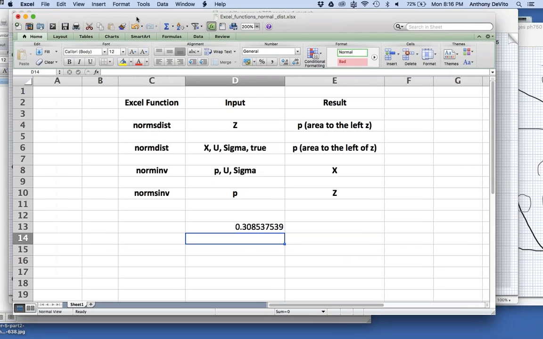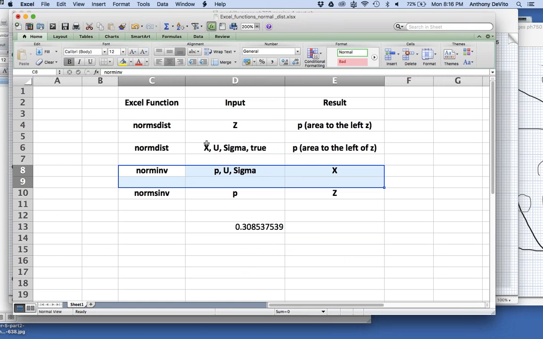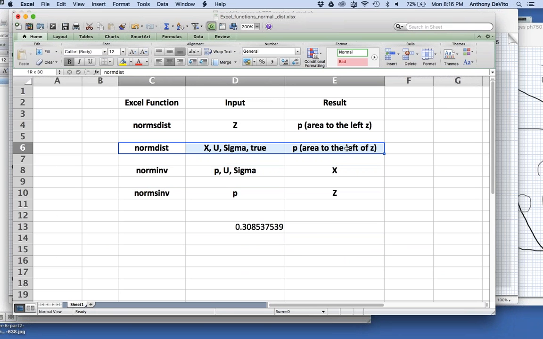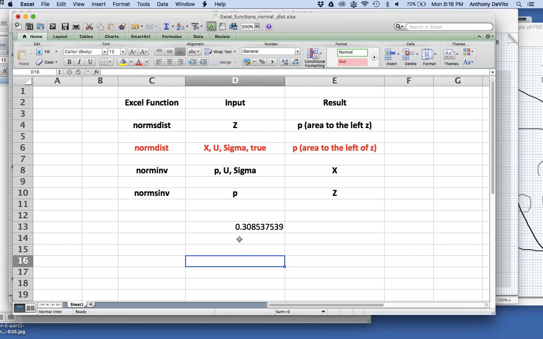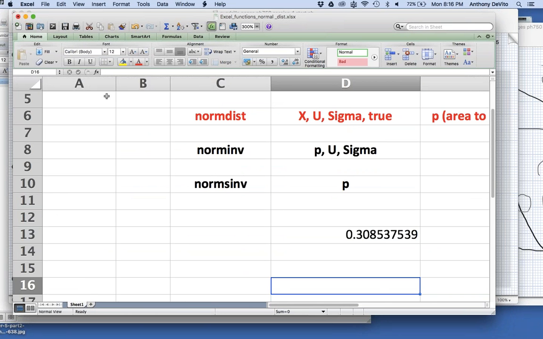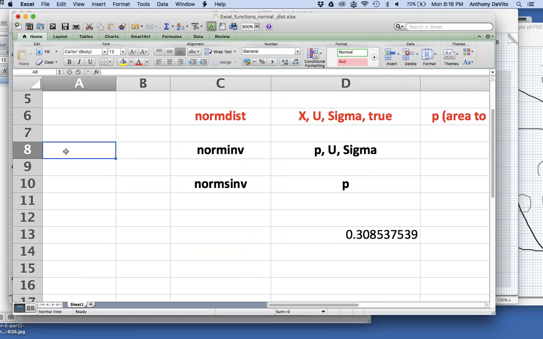And the one I'm most interested in right now is called norm dist. I'm going to make that red so you can see it. I'm interested in that one, and I'm going to solve that right now. I'm going to make this even bigger. Okay, I'll do it over here. Equals norm dist, parentheses, and then it comes up and gives me a hint.